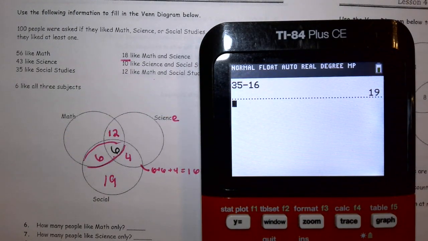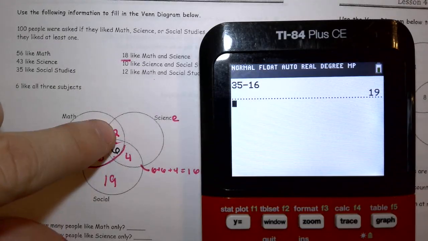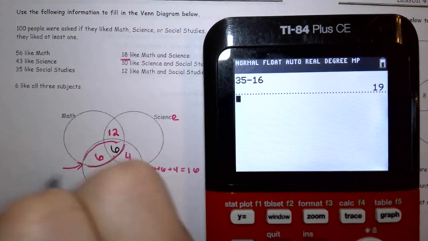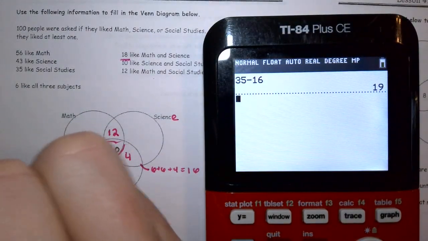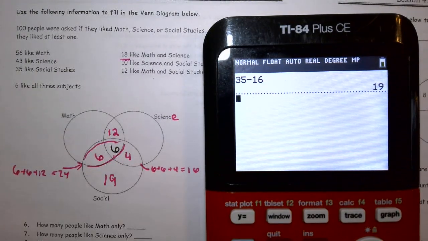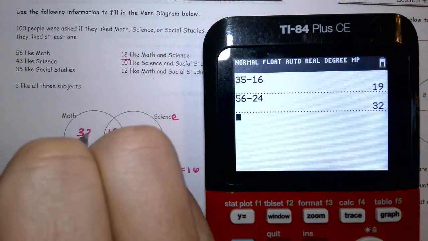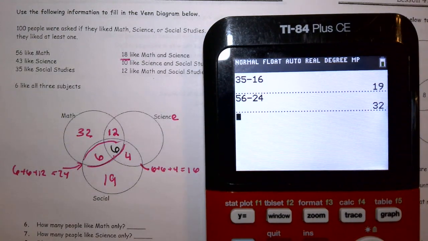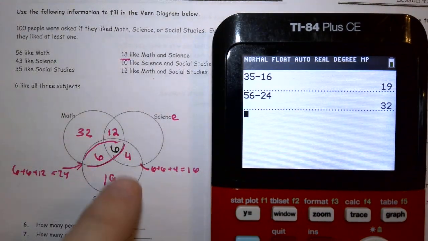All right. Now let's do this. We've got 6 plus 6 plus 12 for the math. 6 plus 6 plus 12, which is 24. So we've got 24 total already. 56 total like math. 56 minus 24 leaves us with 32. These are a little tedious. I'm not going to lie to you. I'm sorry. And then we've got science.